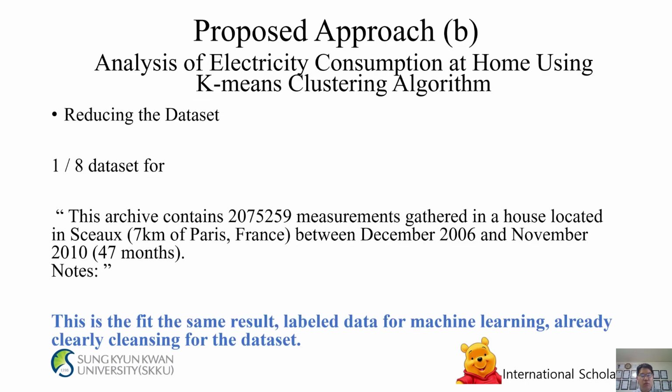Proposed approach B: analysis of electricity consumption at home using the K-means clustering algorithm. Reducing the dataset. The dataset for this archive contains 2,075,259 measurements gathered in a house located in Sceaux, 7 kilometers from Paris, France, between December 2006 and November 2010, 47 months. Note, this is labeled data for machine learning, already clearly cleansed.